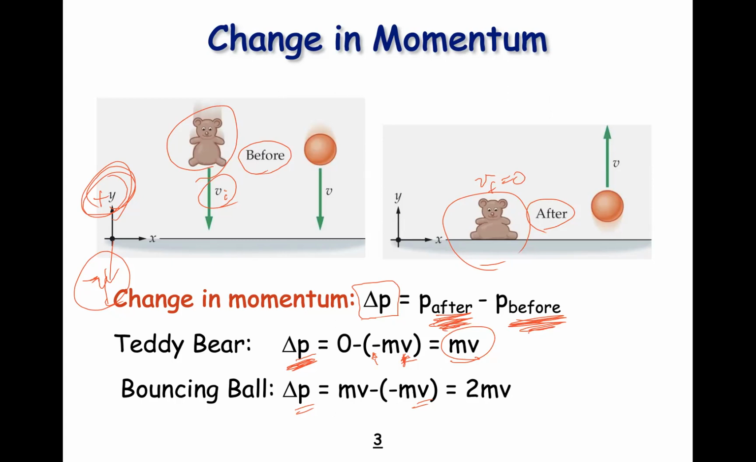Notice that for the bouncy ball right here, the final velocity and final momentum is m times positive v, whereas the initial velocity, initial momentum had a negative v. So as a result, when we calculate the change in momentum of the bouncy ball, we get 2 mv instead of the teddy bear, which is just mv. And this is assuming that the ball and the teddy bear have the same mass here, okay?